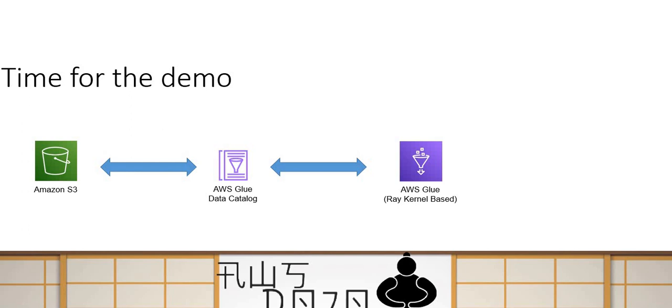So let's see a demo. Like all my presentations go through a demo. I'm going to create a Glue job, which is Ray kernel based, and I'm simply going to talk to a Glue catalog, read data from there, and write to an S3 bucket. So let's build a Python based job in Ray kernel.